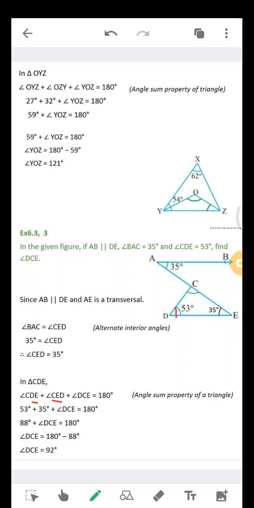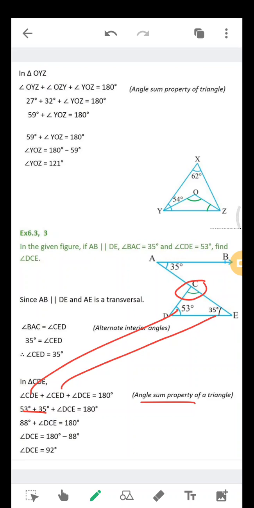So in triangle CDE, angle CDE plus angle CED plus DCE, the angle which we have to find, will add up to 180. Why are we adding equal to 180? Because that is angle sum property. Sum of the angles of a triangle is 180. So CDE is 53, you can see here. Angle CED is 35, so I have taken the values here. 53 plus 35 gives you 88, and DCE is unknown. This is your unknown angle which we have to find. So DCE will be equal to 180 minus 88, that will give you 92 degrees.